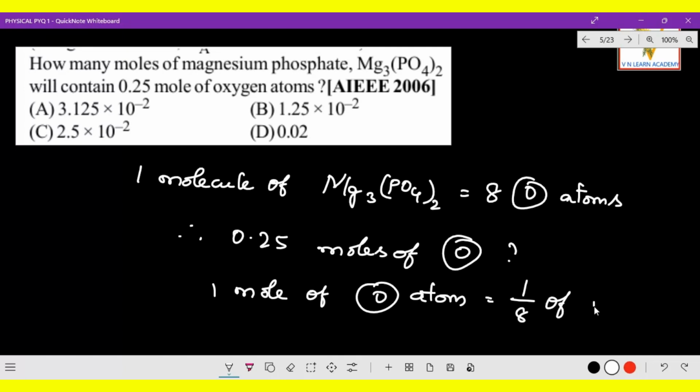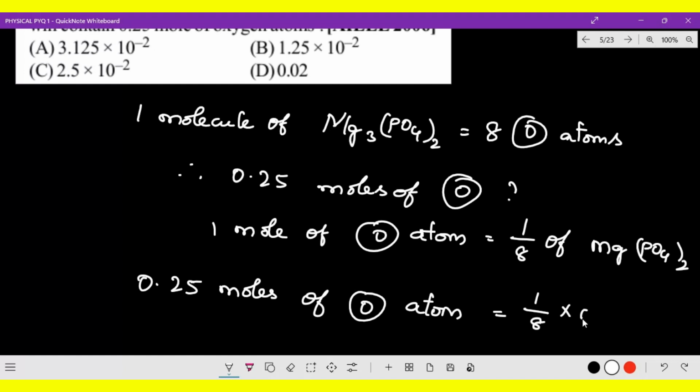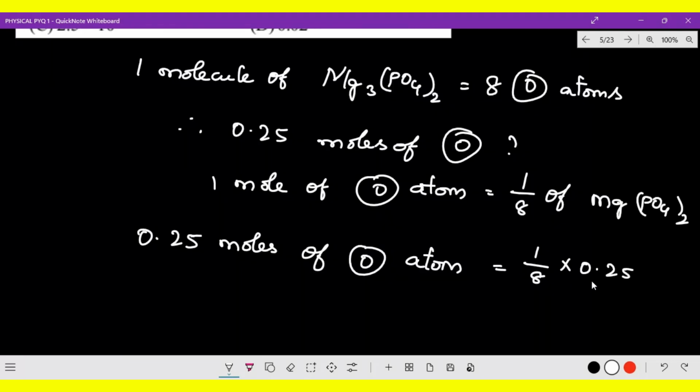Mg3(PO4)2. Therefore, here they are asking about 0.25 moles of oxygen atom. Right, this is a simple mental math question. It is like, 10 apples cost this much, therefore 2 apples cost how much, such a kind of question. It is very interesting also. So 1 by 8 into 0.25, how much will you get?